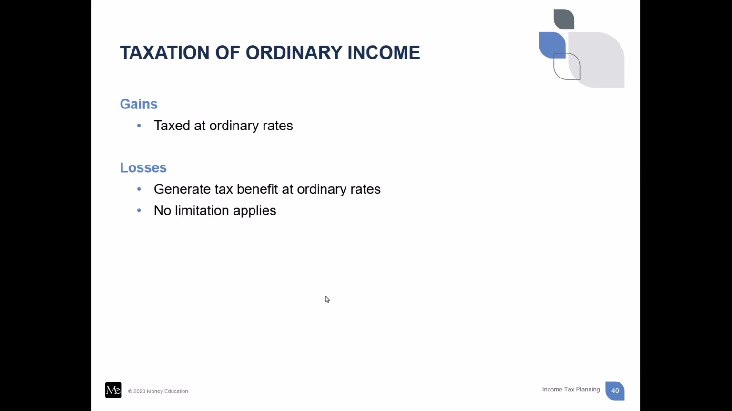So, taxation of ordinary income. It's taxed at ordinary rates. So if your federal tax rate is 24%, that's what you're paying. Losses generate a tax benefit at ordinary rates, and there's no limit because all of this is ordinary income.